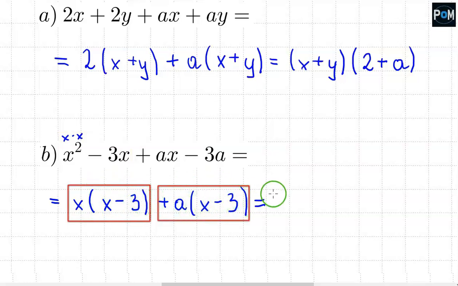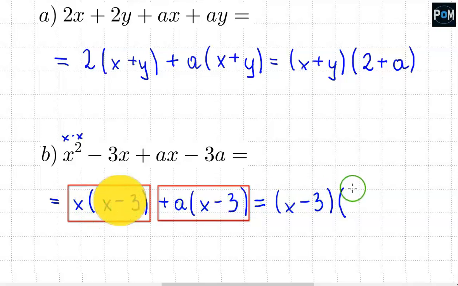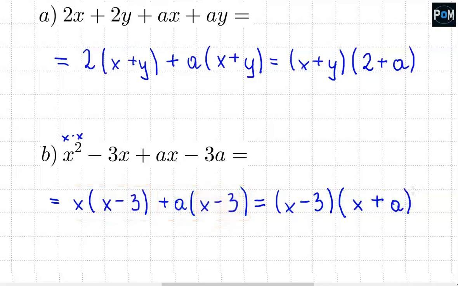Now we have 2 such windows in which the bracket x minus 3 repeats. So we take this x minus 3 out of the bracket. We take the parenthesis in front of the parenthesis and look. From this first window, since we took away x minus 3, x remains. From the second window, we took x minus 3, so what remains is a, and that's it.